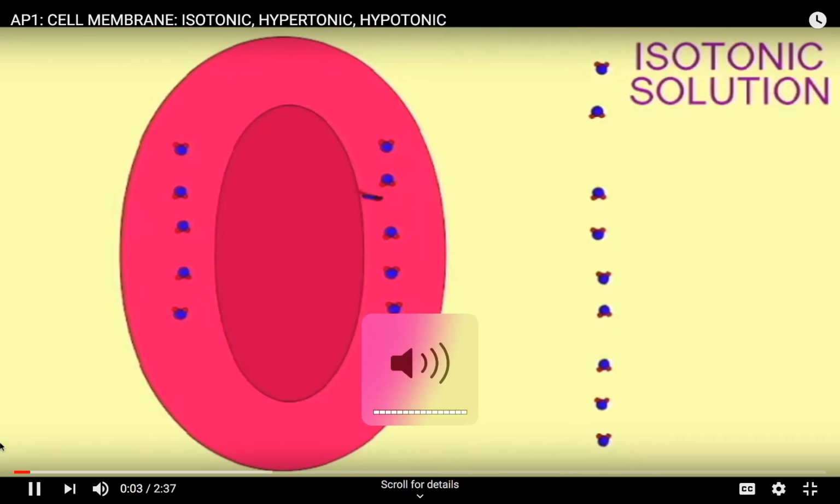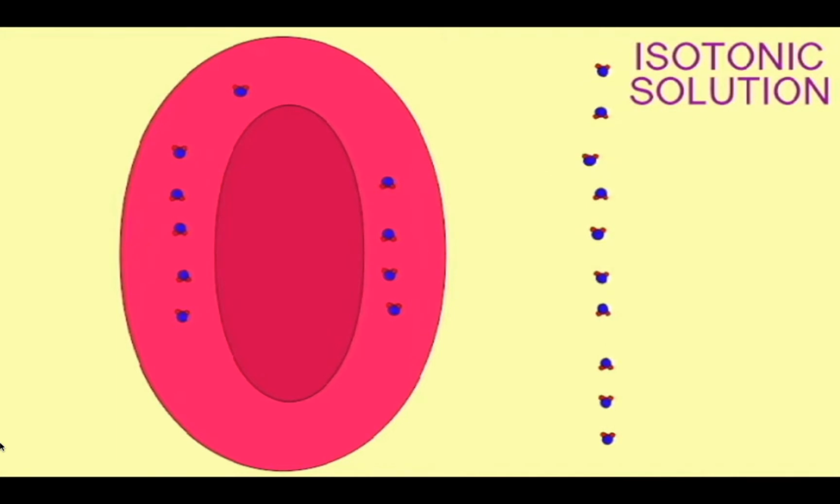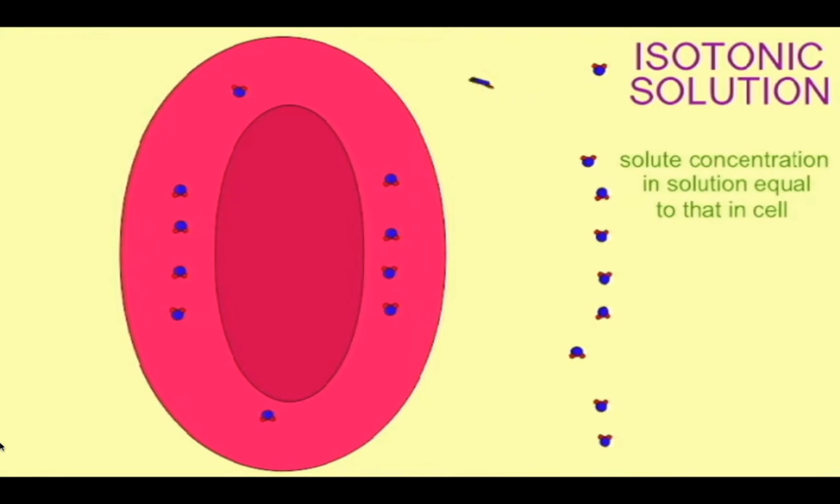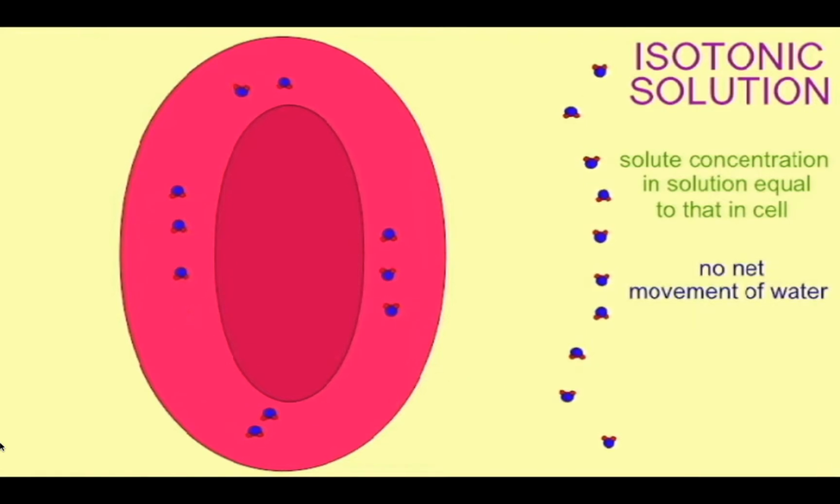When the solution surrounding a cell is isotonic with the cell, that means the solute concentration is the same outside the cell as it is inside the cell. While water is diffusing into the cell from the solution, and while water is diffusing out of the cell from the cytosol, the rate at which these two processes occur is about the same. And so there will be no net change in the volume of the cell, since the amount of water entering is about the same as the amount of water leaving. This is what occurs when the solution surrounding a cell is isotonic.